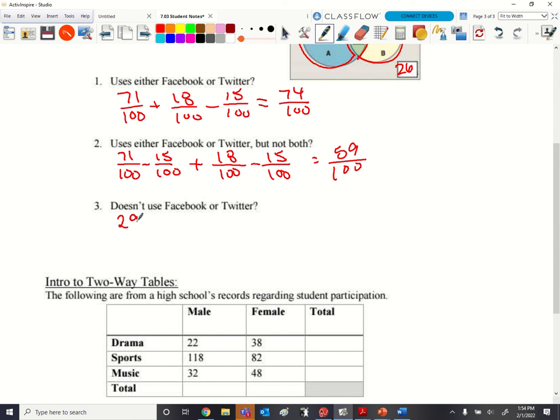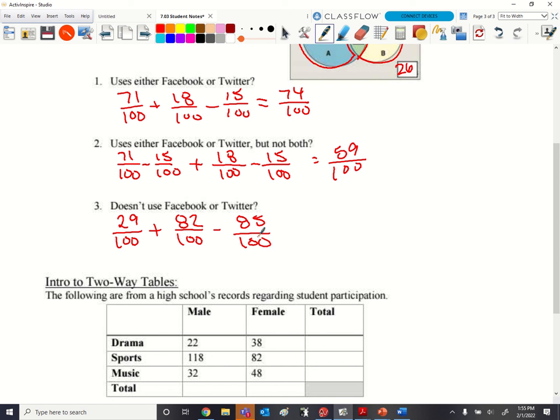So not Facebook over 100 plus not Twitter. What would be not Twitter? 82, very good. But do I have some overlap? Okay, so I'm subtracting the complement. What's the overlap here? The overlap is 15, but what's the complement to that? 85. So I'm subtracting 85 out of 100.